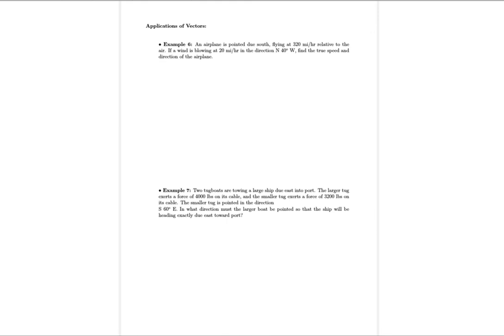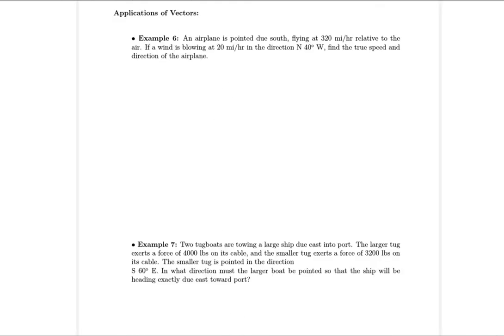All right, so let's do a couple of applications here. In example 6, we have an airplane pointed due south and flying at 320 miles per hour relative to the air. If a wind is blowing at 20 miles per hour in the direction of 40 degrees west of north, find the true speed and direction of the plane. So first, if you're not familiar with bearings or headings, this means 40 degrees west of due north.